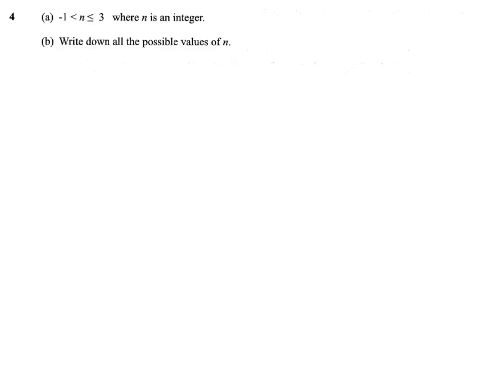Question 4. There isn't a question in part A, it's just giving us the information. Part B is asking for the possible values of n. Again, think of a number line. It's not allowed to equal -1. It is an integer, a whole number. It is allowed to equal 0, 1, 2 or 3.